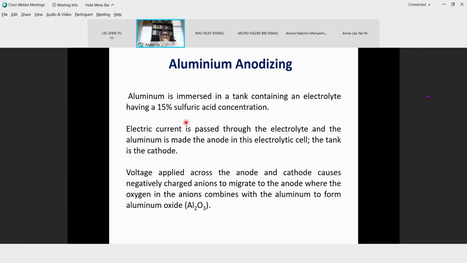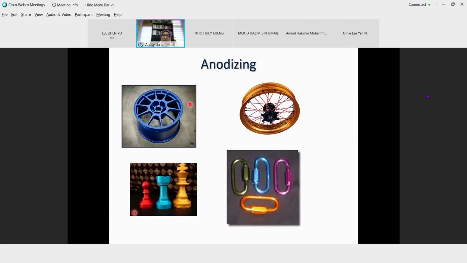So this is the process. You can form aluminum oxide on your aluminum part. So this is some example. You can also add color to give it aesthetic value. It looks attractive, right? So this is an example, a keychain. This is a bicycle rim. This is a car rim. You can see variations of color.